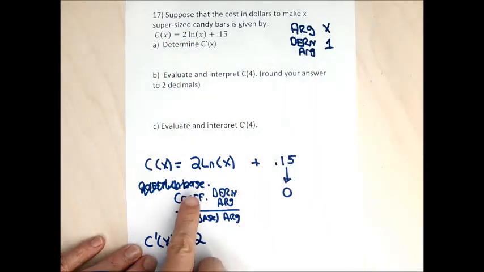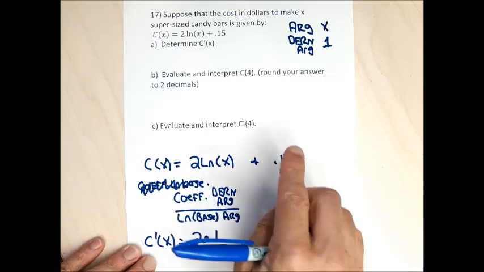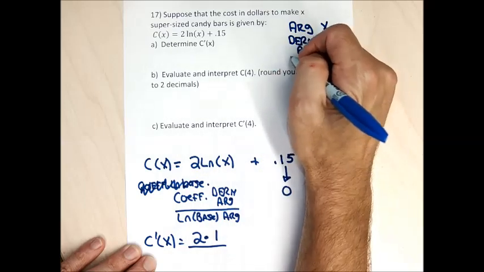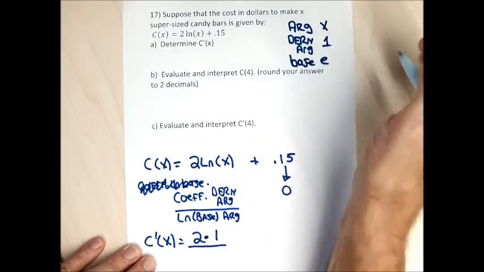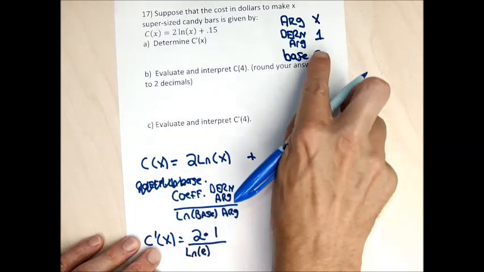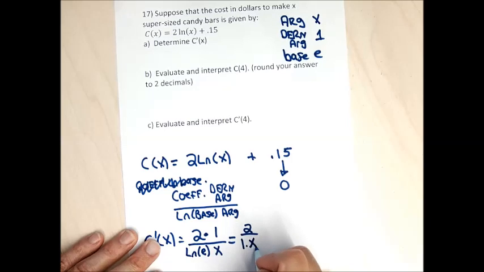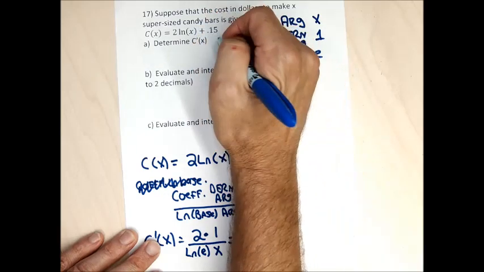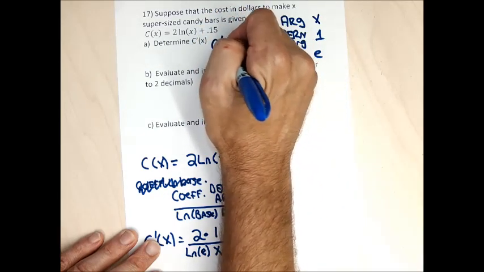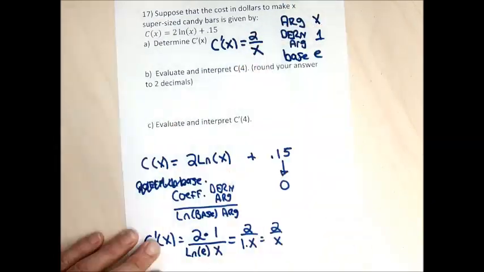So in the numerator, it goes coefficient 2 times derivative of the argument 1, divided by the natural log of the base. And in an ln, the base is assumed to be e, and the natural log of e is equal to 1, so I probably shouldn't have written that. And then times the argument x. The numerator comes out to be 2. The denominator is really 1 times x, which is just x, because the natural log of e is equal to 1. So my answer to part A is c prime of x, the derivative of the cost function that tells me the cost of making x candy bars, is 2 over x.